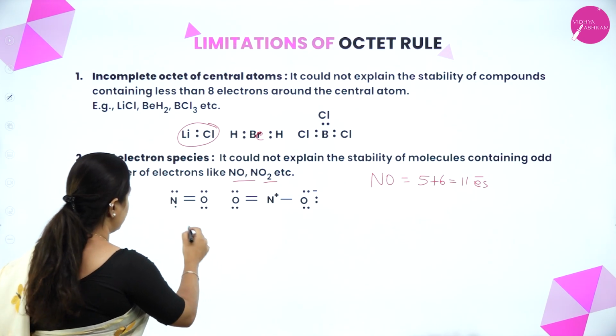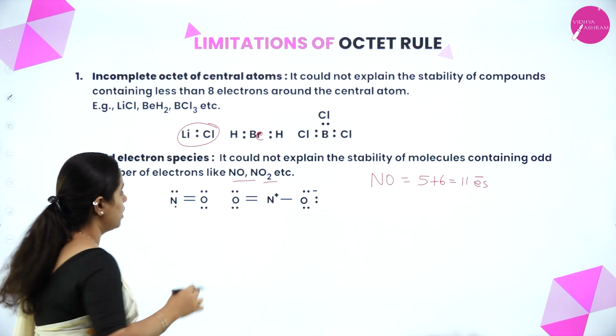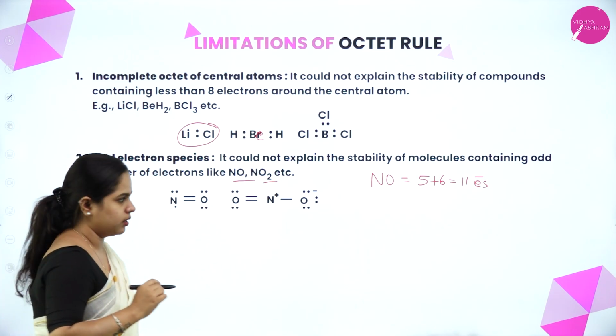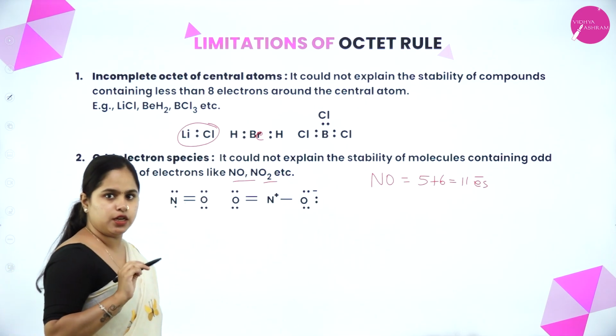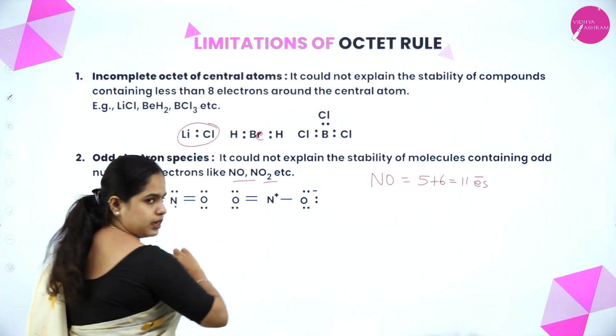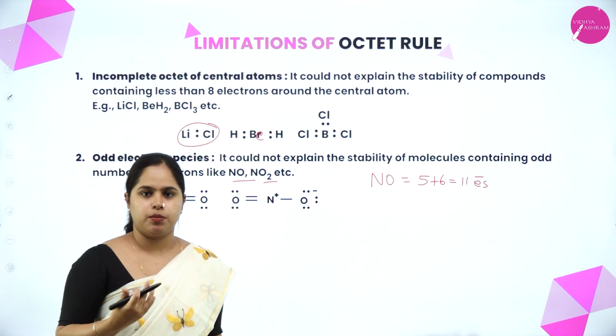As you can see here, for nitrogen 1, 2, 3, 4, 5, 6, 7, only 7 electrons, but oxygen is attaining octet. In the same way in NO2, both the oxygen atoms are attaining octet, but not the nitrogen. For these kinds of species also, the stability could not be explained.